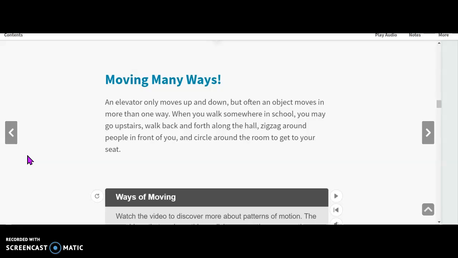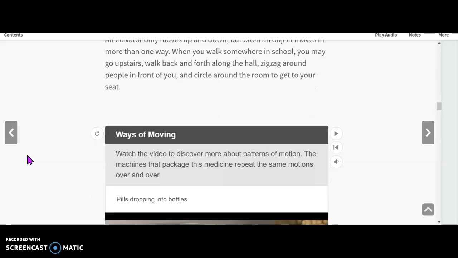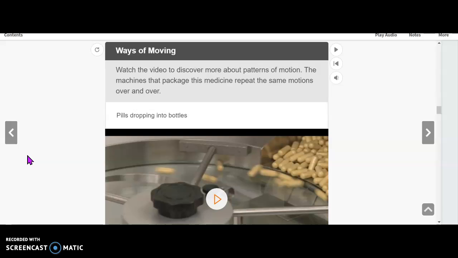An elevator only moves up and down, but often an object moves in more than one way. When you walk somewhere in school, you may go upstairs, so up and down, or walk back and forth along the hall, zigzag around people in front of you, and circle around the room to get to your seat. Watch this video to discover more about patterns of motion.